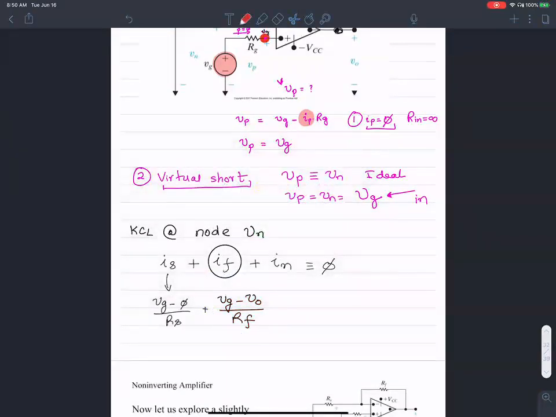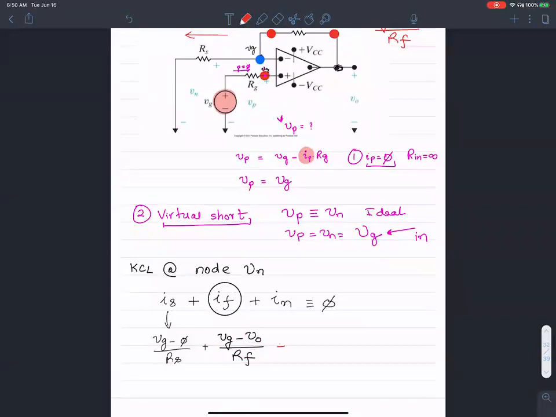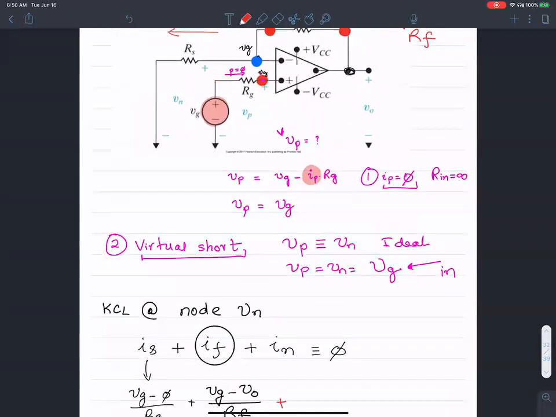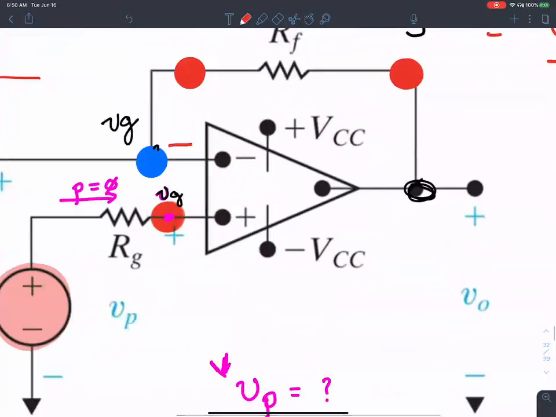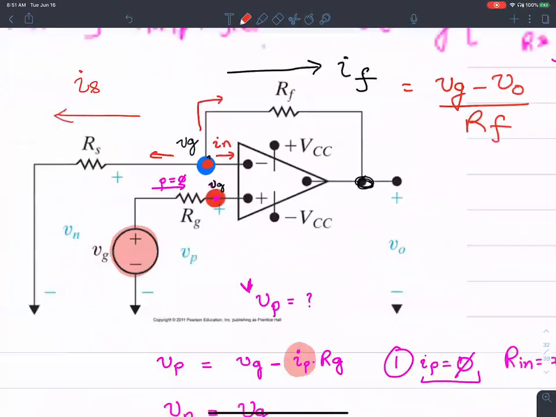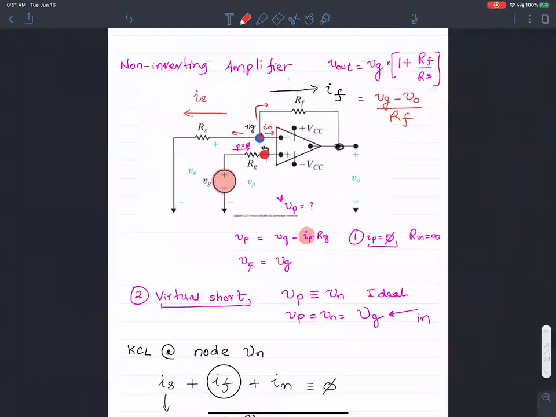And what's the value of IN? IN is that current in here. So the node had 3 branches. So the blue node had 3 branches. This guy had 3 branches, and we are adding up the current leaving in each of these branches. So what would be the value for IN?